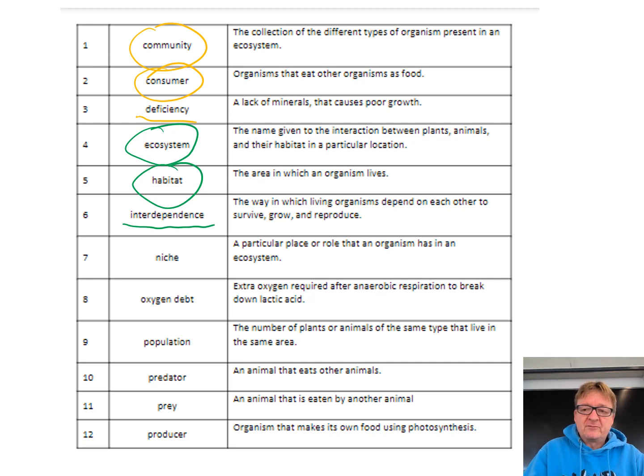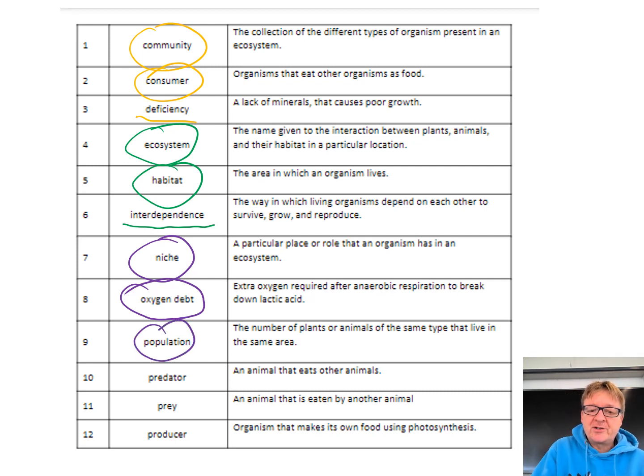So different animals like rhinos always have that bird that travels around on the back because they're eating all the bugs off the back. It's like dependent on each other. A particular place or role that an organism has in an ecosystem is its niche. Extra oxygen required after anaerobic respiration to break down lactic acid. So when you get that lactic acid build up, you then have an oxygen debt and you've got to breathe heavy to get rid of it. The number of plants or animals of the same type that live in the area is a population. An animal that eats other animals is a predator. An animal that's eaten by other animals is prey. And the organism that makes its own food from photosynthesis is the producer.